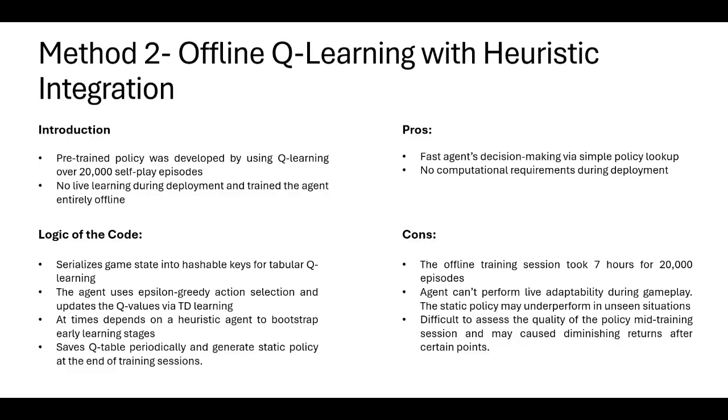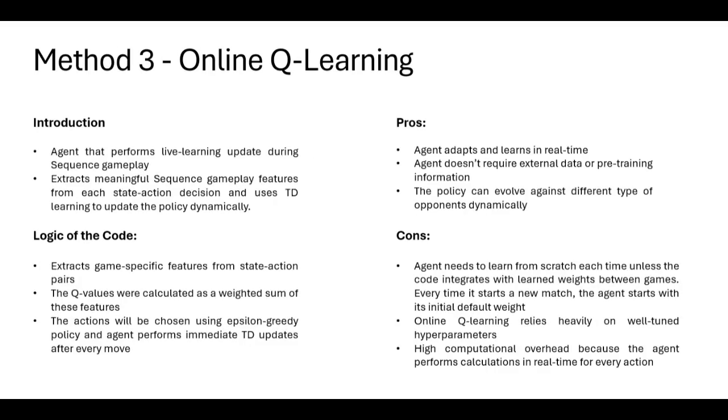The training is long, and the agent cannot adapt to new strategies or environments after it is deployed. So it's static and performs best in predictable conditions. Despite this, it was valuable during early experiments to understand the sequence game and test stable decision policies.